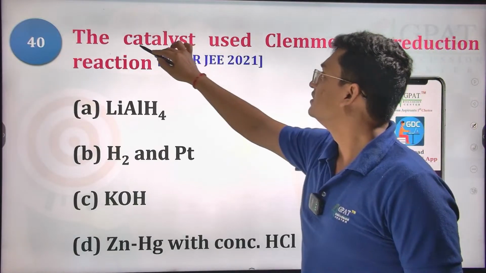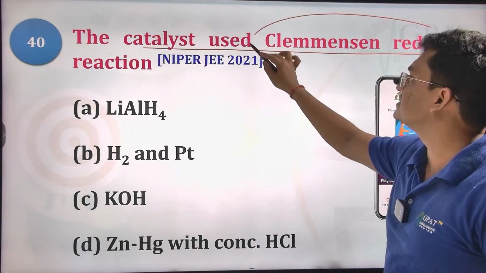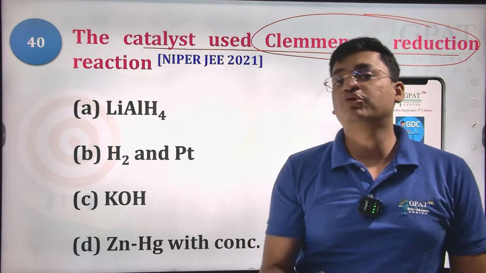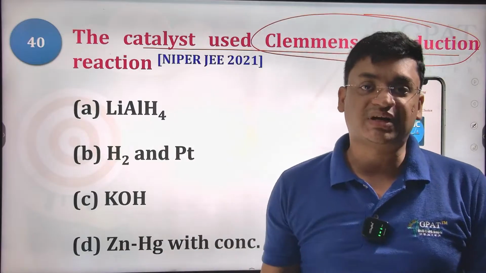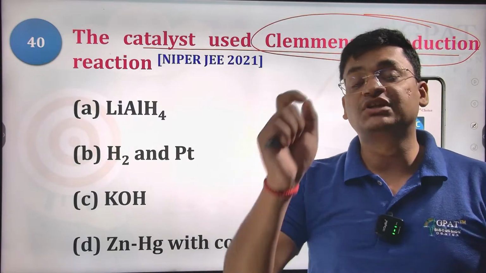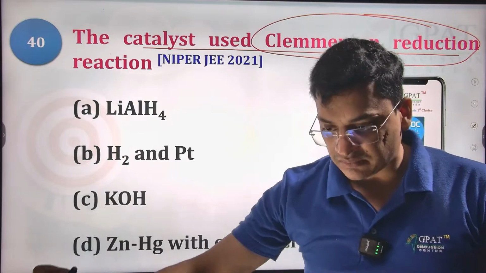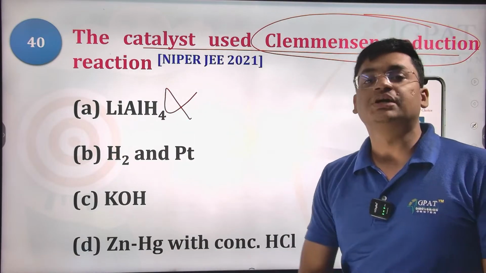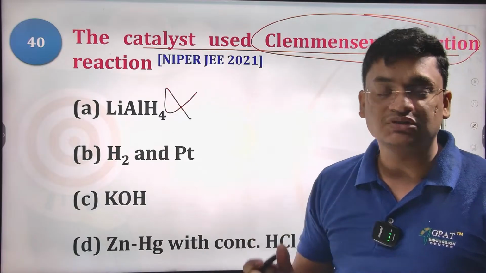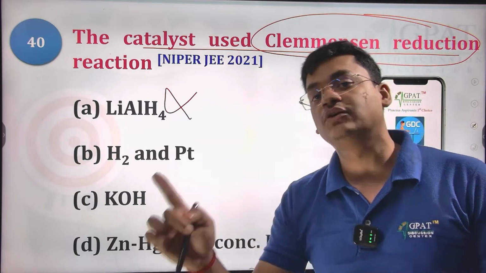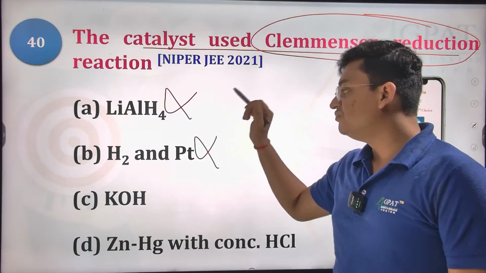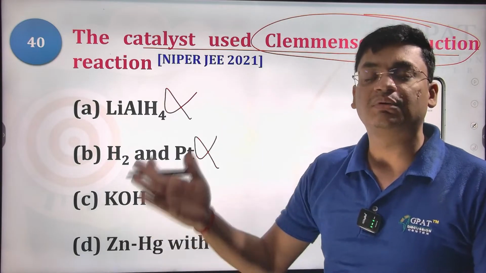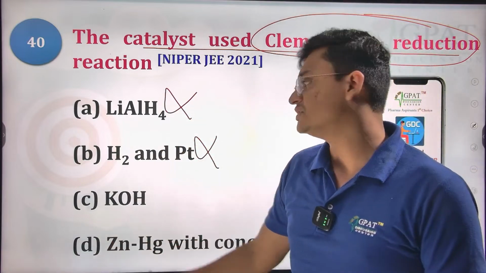Next we are having the catalyst used in the Clemmensen reduction. For the Clemmensen reduction reaction, the carbonyl compound gets reduced to the respective hydrocarbon in the presence of zinc amalgam and HCl. Lithium aluminum hydride is the strongest reducing agent. It can reduce carboxylic acids and esters to their respective alcohols. H2/Pt is about the double bonded carbon system. They basically reduce double bonded and triple bonded carbon systems.